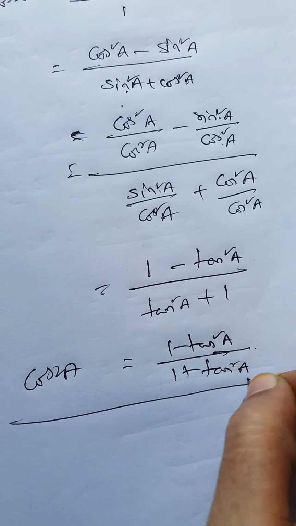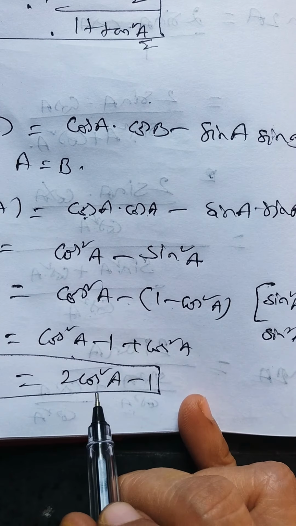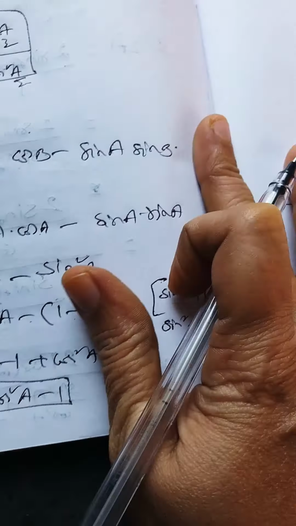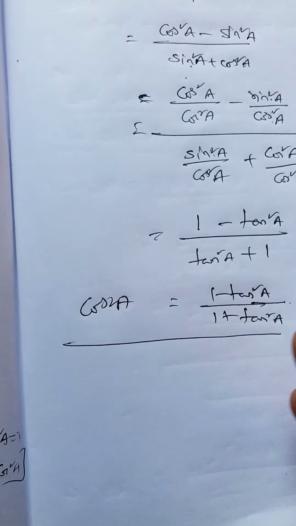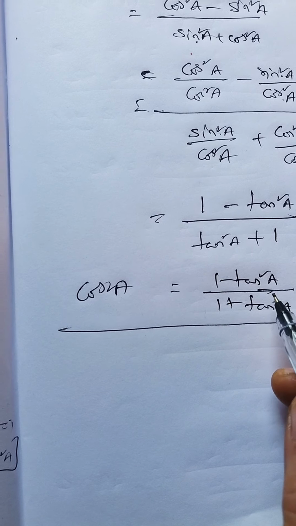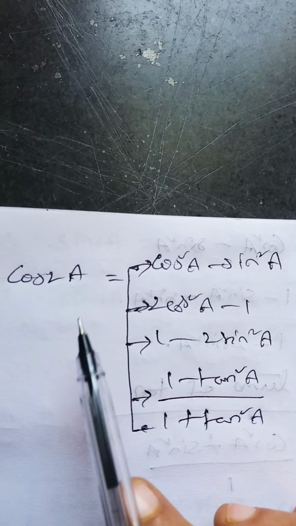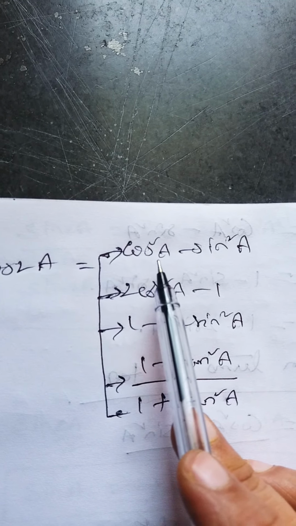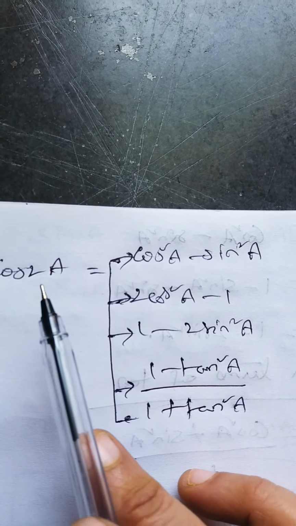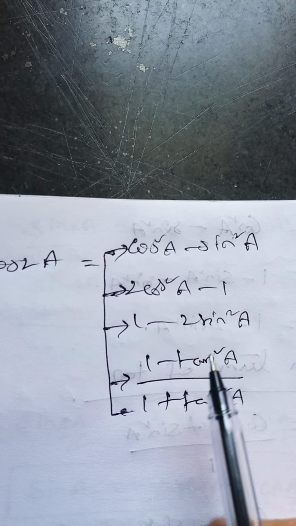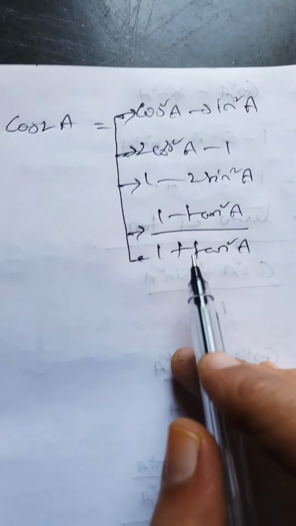Now how many forms did we find for cos 2a? We found here cos 2a value in terms of cos: 2 cos square a minus 1. In terms of sin: 1 minus 2 sin square a. In terms of tan: cos 2a value is 1 minus tan square a by 1 plus tan square a. So cos 2a is cos square a minus sin square a, 2 cos square a minus 1, 1 minus 2 sin square a, or 1 minus tan square a by 1 plus tan square a.